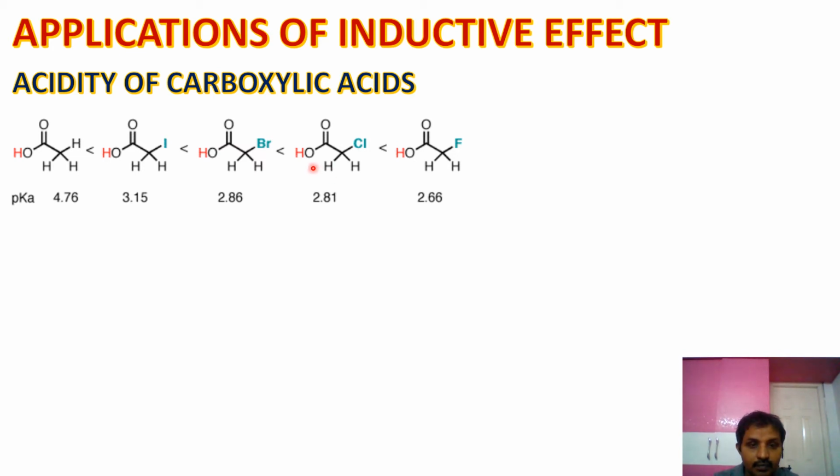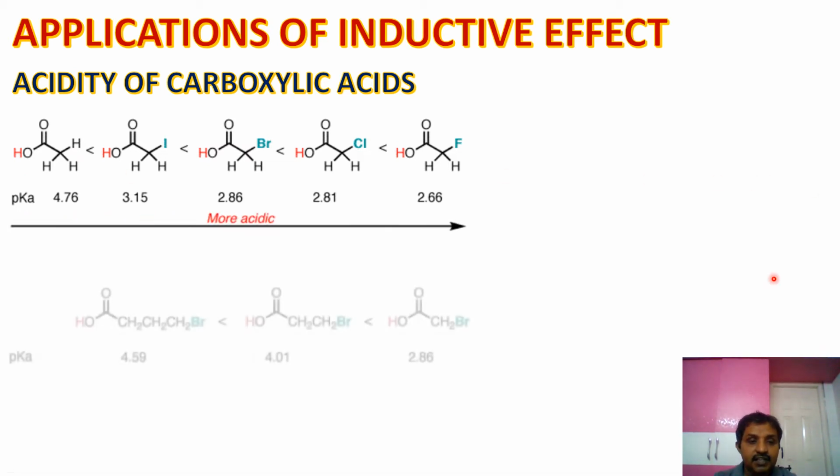Here, chloroacetic acid has a pKa value of 2.8, and as the pKa value increases, acidity decreases. So fluoroacetic acid is a stronger acid compared to acetic acid, and the acidity increases in this way.